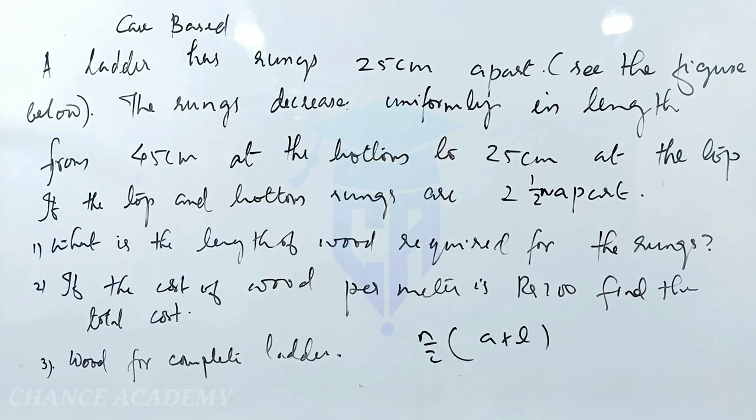And again, the third question I have given is about wood for completing the ladder. In that, we need to consider the total height of the ladder. That type of question can be expected based on the arithmetic progression. This is just one question from the optional exercise. There are a few questions given in the optional exercise. Just go through that. All those questions in the optional exercise can be expected as a case-based question from arithmetic progression.